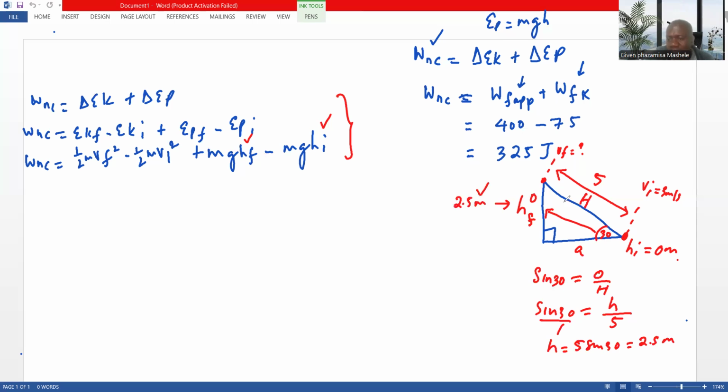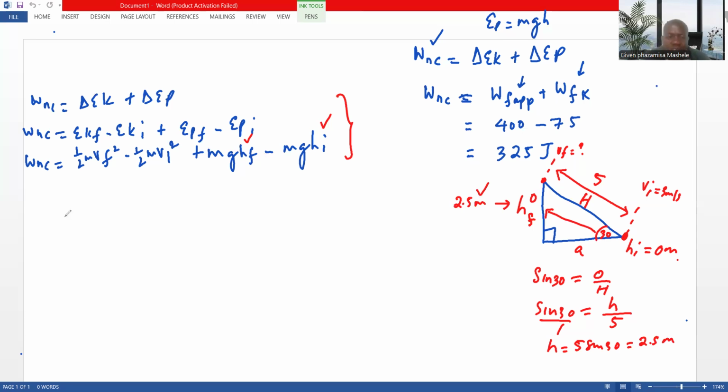The initial height is 0, the final height, because it's moving from bottom to top. And sometimes they can give you this with the angle, you can determine the displacement. I believe you guys are following. All right, let's move on, ladies and gentlemen.